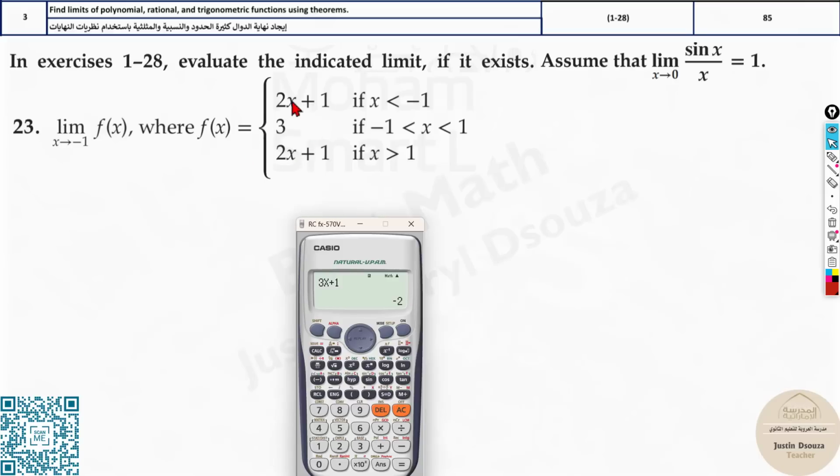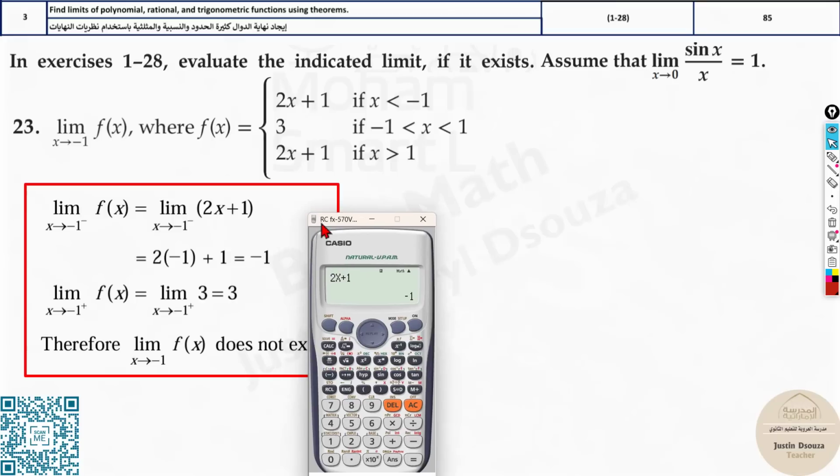And what about over here? You can do the same thing, but there are 3 values. Now what this means is for this and this function, you have to use the minus 1. Let's try 2x plus 1. Calculate it at minus 1. What is the answer? Negative 1. So here the answer is minus 1, but over here the limit is 3, so it does not exist at this point. Limit at x is negative 1 does not exist, okay?